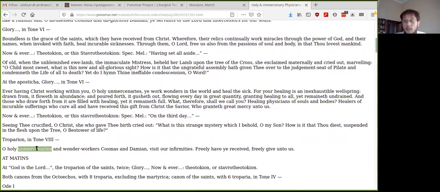So this troparion is going to need to be followed by a Theotokion, okay? It needs to be followed by a Theotokion. And so where you get that Theotokion is appendix 4 of the Menaion.